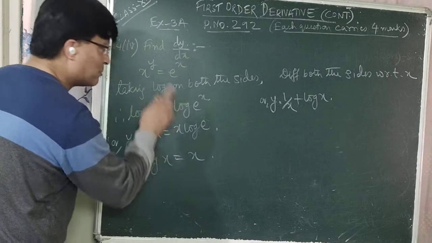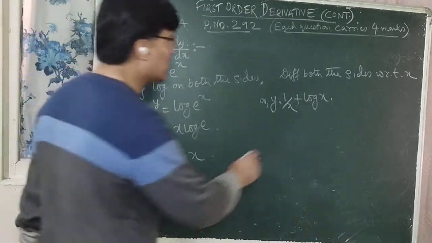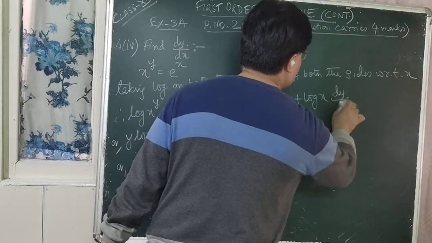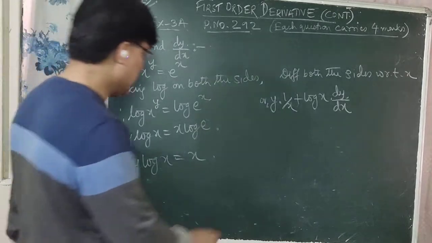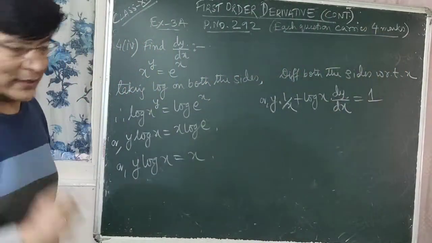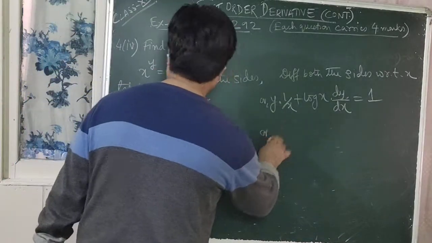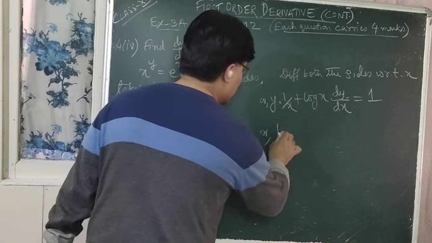Now log x is kept as it is. Now differentiate y with respect to x. What is it? It is dy by dx. Now in this case, UV rule is used. Is equal to, what is d by dx of x? It's always 1, right?